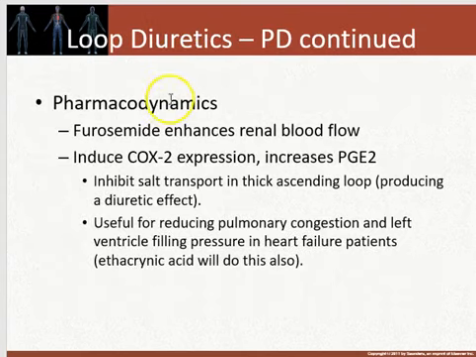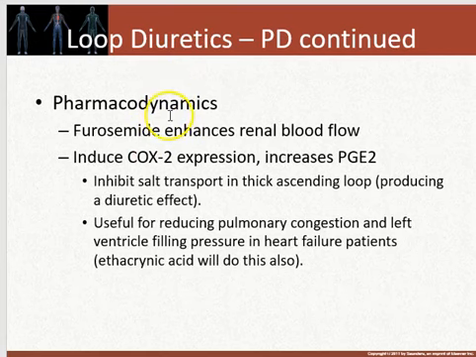In terms of pharmacodynamics, furosemide and others in this category enhance renal blood flow, and they do that through induction of COX-2 expression, which is going to essentially increase prostaglandin synthesis. We'll talk more about this in the kidney unit, which is coming up next, and you'll be able to see the consequences of enhanced renal blood flow. In the patient with low cardiac output or systolic heart failure, these drugs are kind of a life-saving aid to the volume overload that can manifest itself.